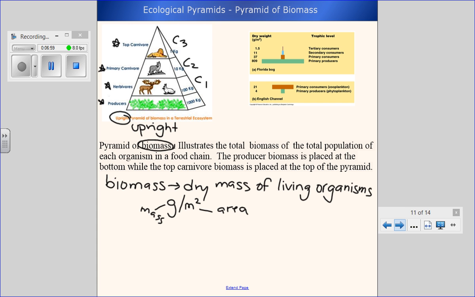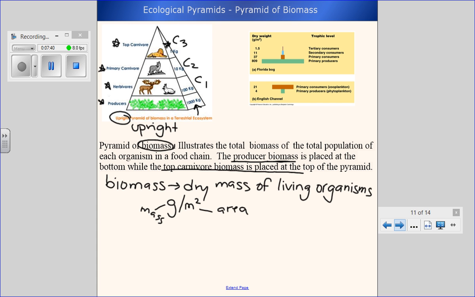If we're able to collect this data in a pyramid of biomass, these are some sample numbers. I have 1,000 kilograms of producer, 100 kilograms of primary consumer, 10 kilograms of secondary consumer, and then just 1 kilogram here at the top of tertiary or third order consumer. So notice the biomass decreases each time we go up a level. Just like with the other pyramid, producer biomass is placed at the bottom and the top carnivore is placed at the top.